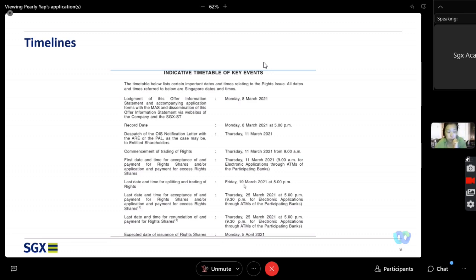So you put in your money on the 25th of March, you only get your shares on the 5th of April. Okay, so there is a time lapse in between. You just have to take note of that as well. So don't go and sell your shares when you don't have the shares yet. Make sure that you receive the shares first before you sell it.